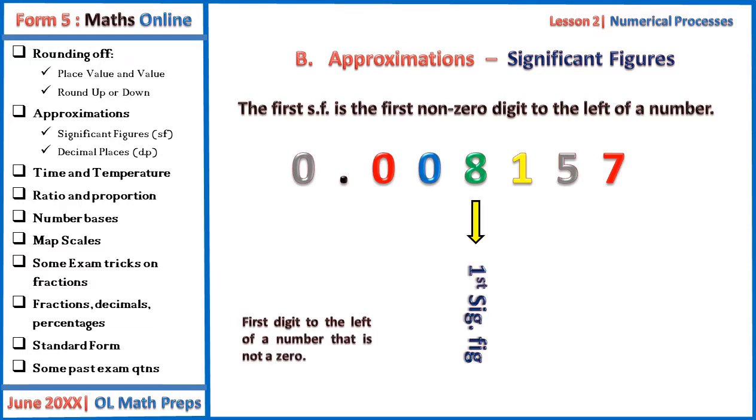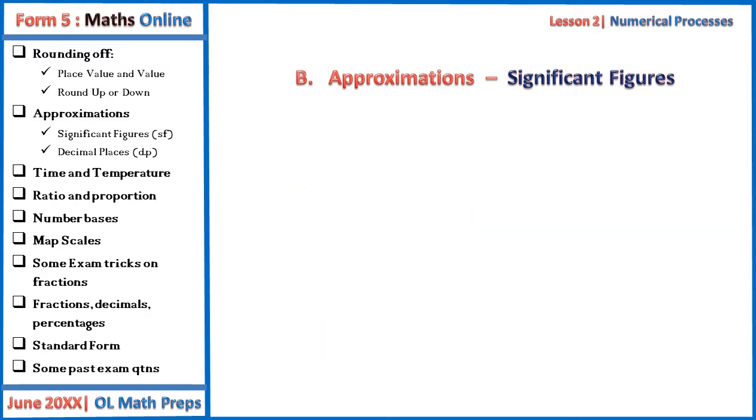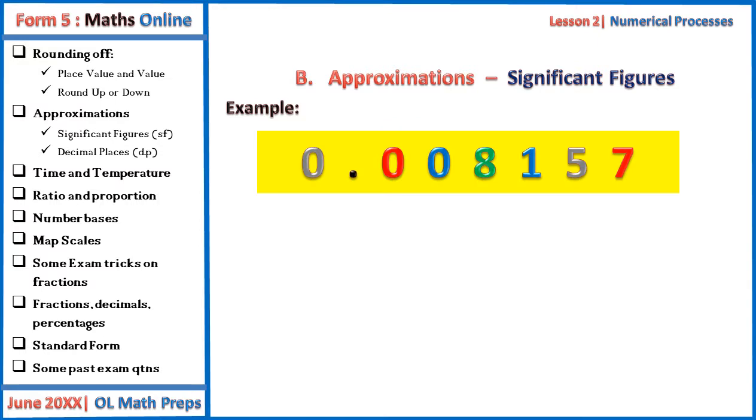The second significant digit or figure is 1. The third significant figure or digit is 5. And the fourth is 7. Let's take an example. We have the number 0.008157, and this number can be expressed as 0.008 to one significant figure.